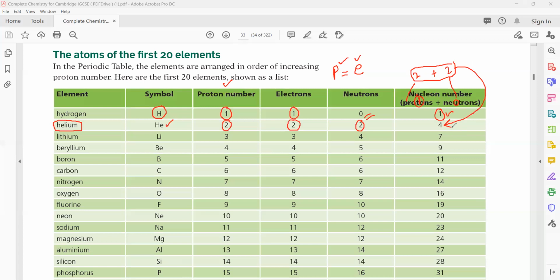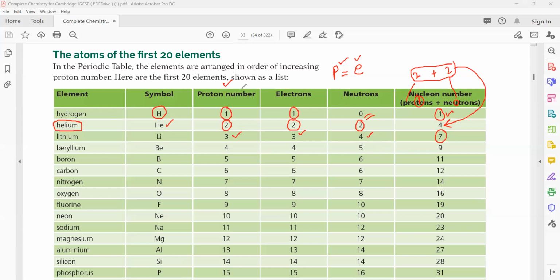Okay, now it's time for your test, a small assessment. Why do we have a nucleon number of 7 in the case of lithium? Lithium has 3 protons, 3 electrons, and 4 neutrons. Understand or not? Yes. How? Protons and electrons, 3 and 3, would be 6, but it's 7. Why are you adding here?